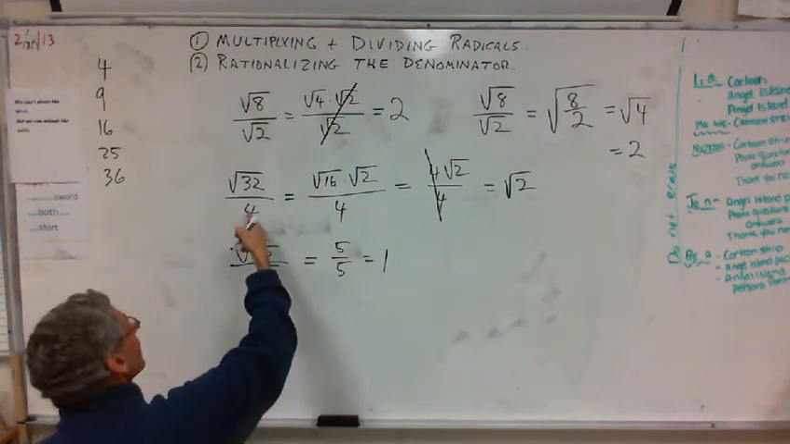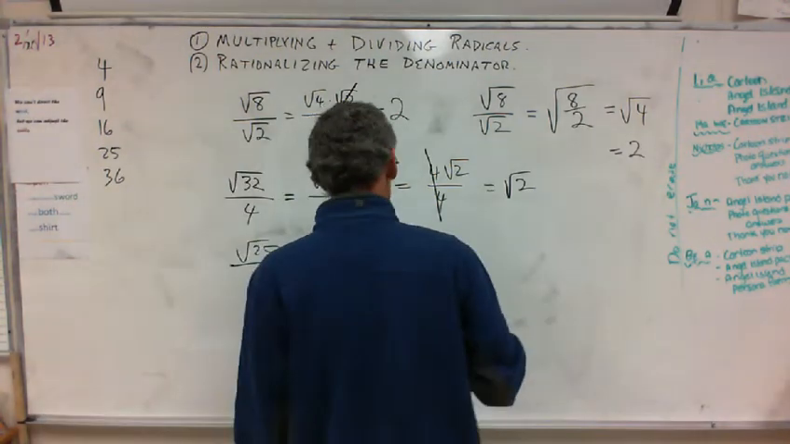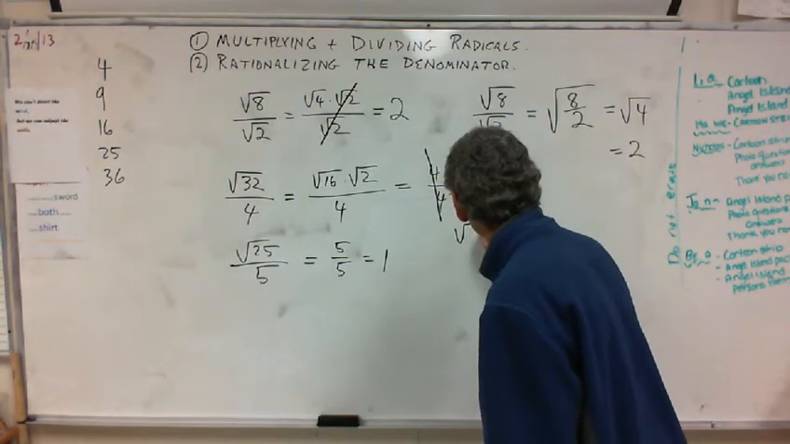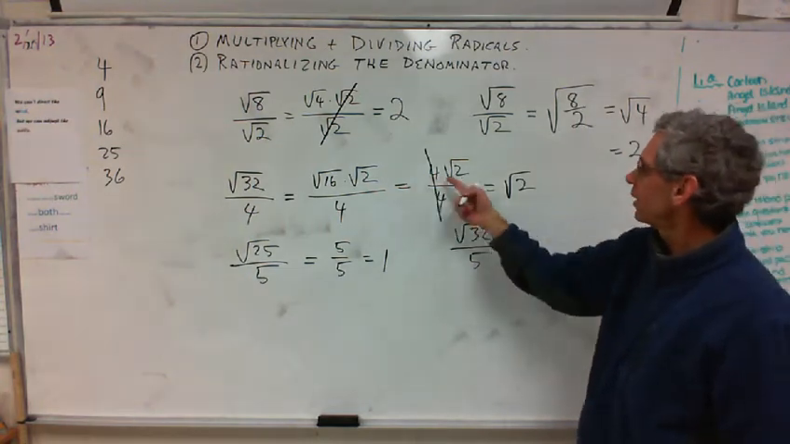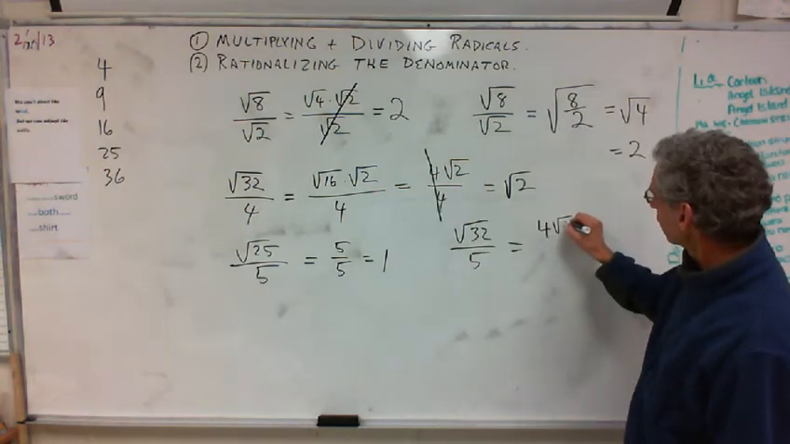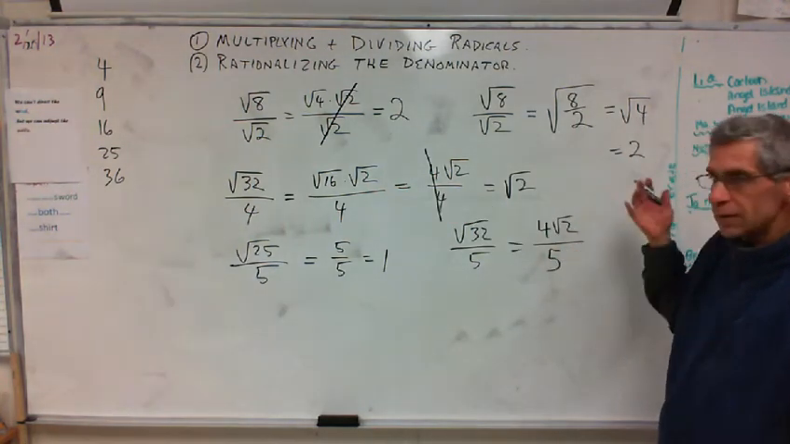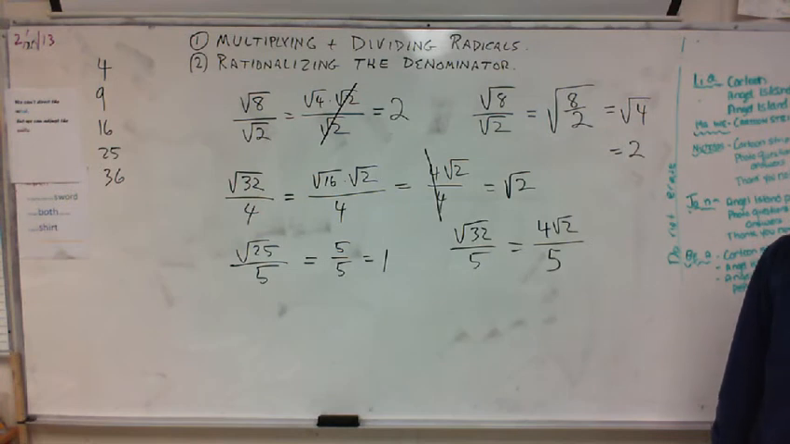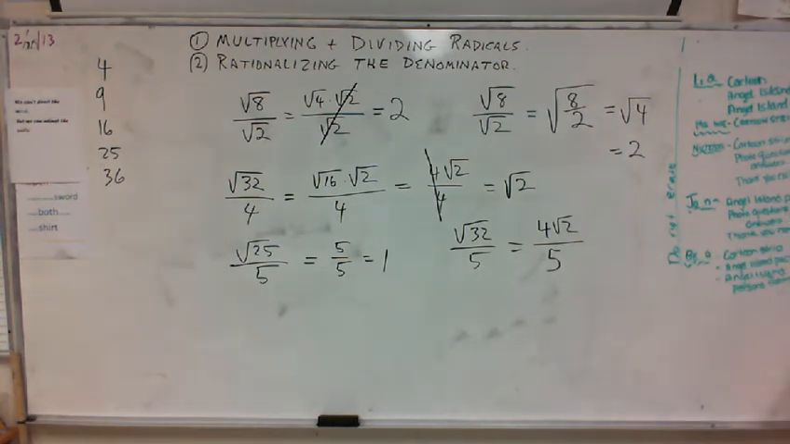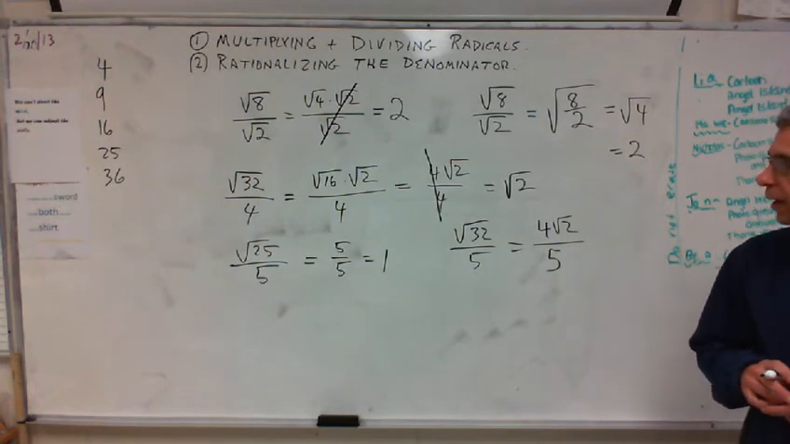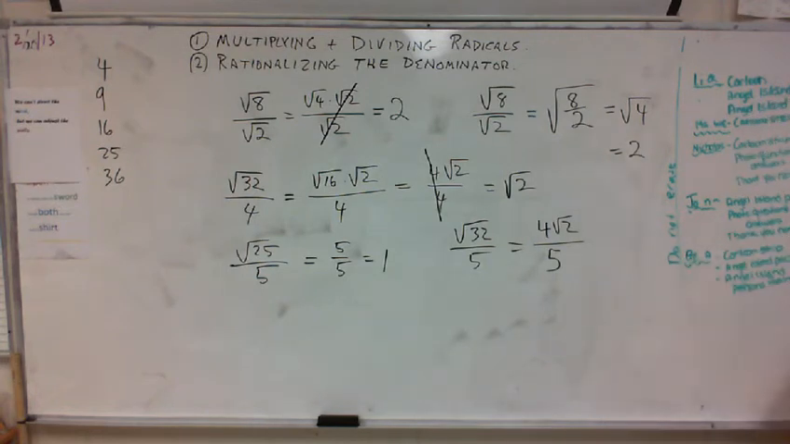But if this had been 5, what would it be? If we had the square root of 32 over 5, it would still be 4 square root of 2 over 5. That's it. See that? It's pretty easy. It really isn't hard. You're getting it? Okay. Good.